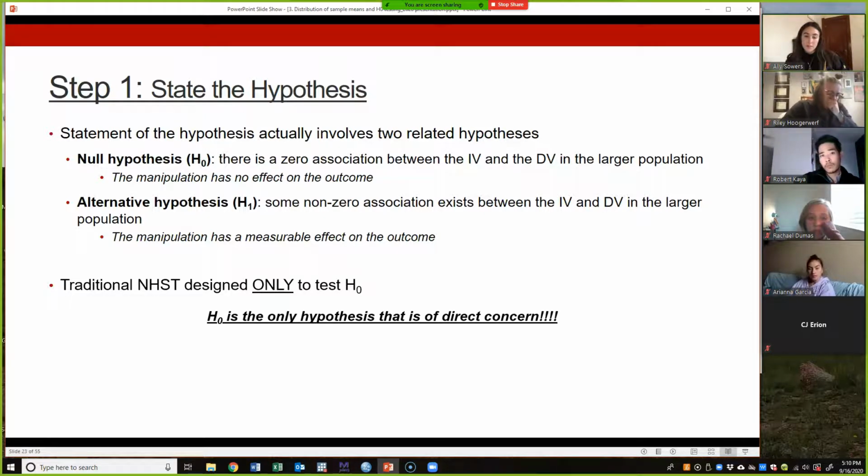A couple things. Our null hypothesis test is designed only to test the null. The only thing that we're actually testing here is whether or not the effect that we're seeing in our data is likely different than 0. We're not saying how much it is in our traditional hypothesis test. All we're doing is looking and saying, do we have evidence of some non-zero difference or some non-zero effect based on the data that we've collected?